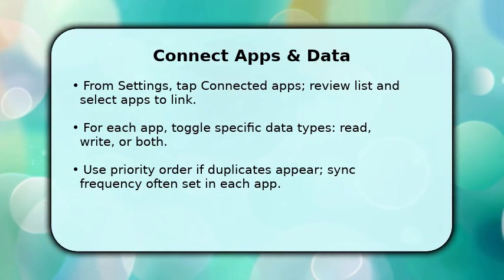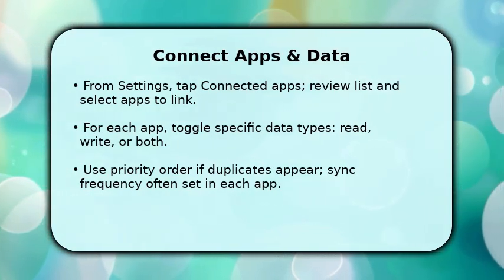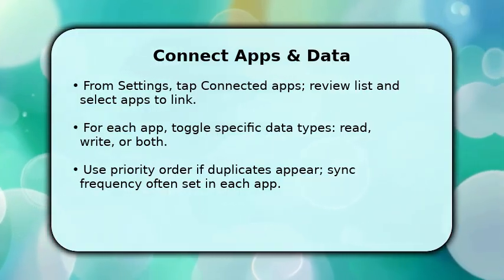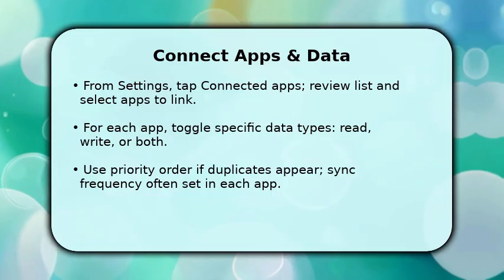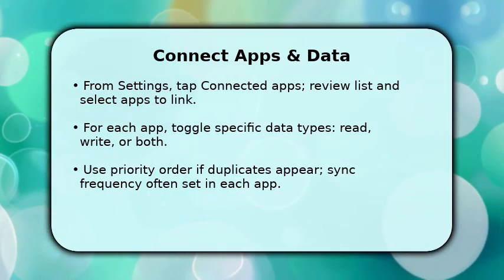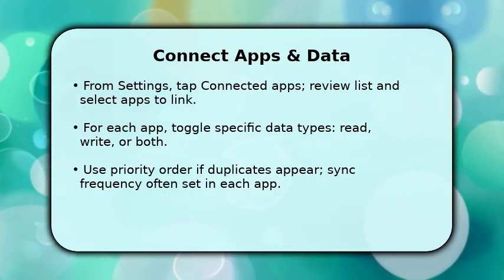Next, you connect the apps that already track your health. From Health Connect settings, tap Connected Apps, then pick an app and toggle which data types it can read or write. Once connected, prioritize sources when duplicates exist so steps or sleep come from your preferred tracker.